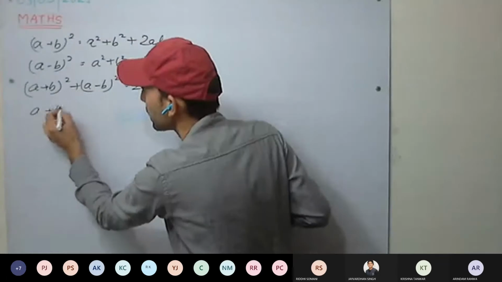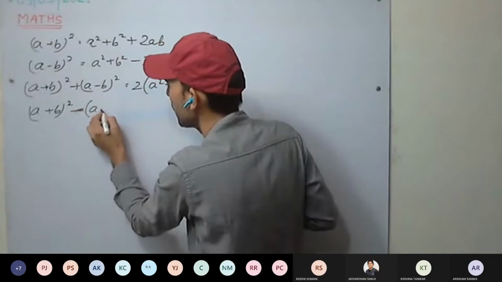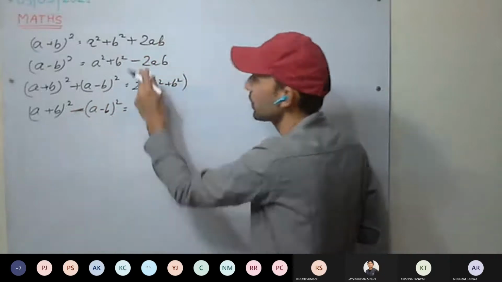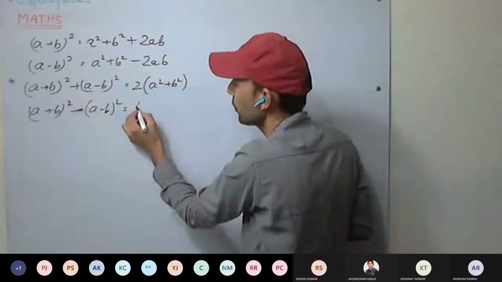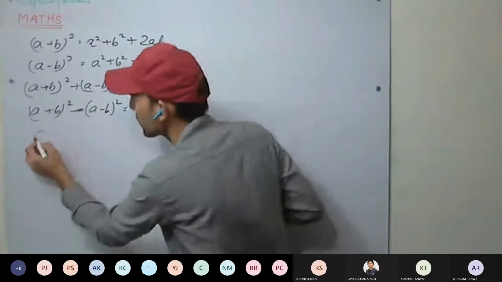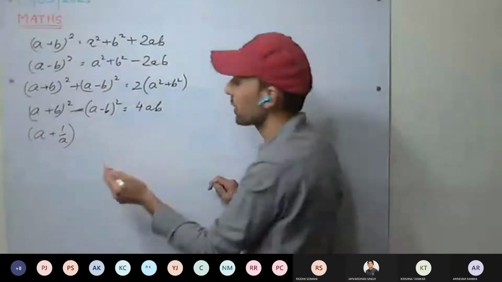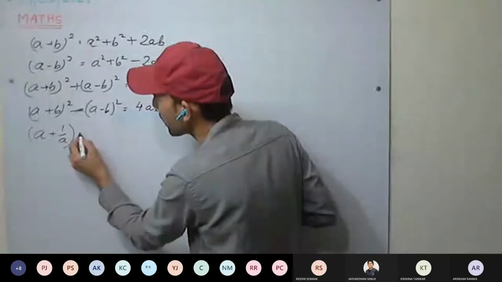When we are subtracting them, (a plus b) the whole square minus (a minus b) the whole square, it will be how much? The other terms get cancelled and it is 4ab. Okay. And then we discussed these will be very important equations to solve many problems.